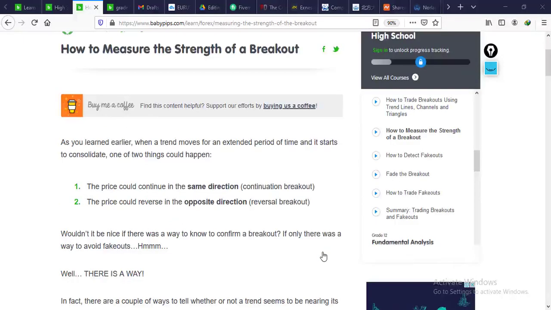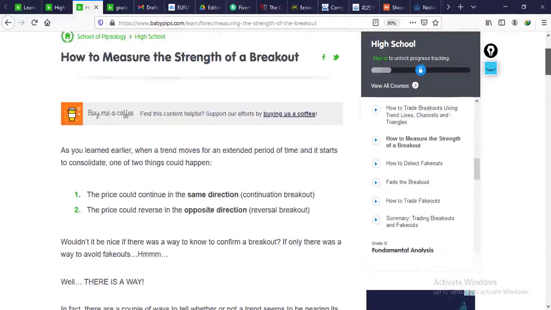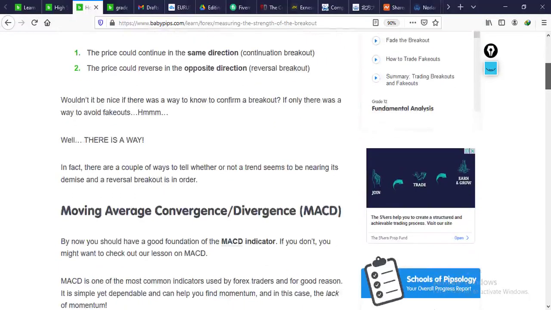As we have learned earlier, if a trend moves for an extended period of time and it starts to consolidate, one of two things could happen. One, price could continue in the same direction, which is a continuation breakout, or two, the price could reverse in the opposite direction, which is a reversal breakout. Now, there are ways in which we can measure the strength of a breakout.